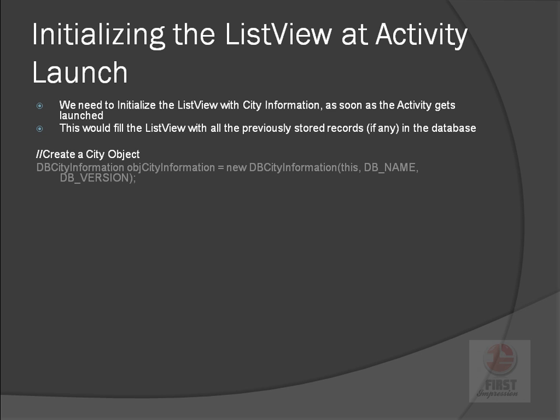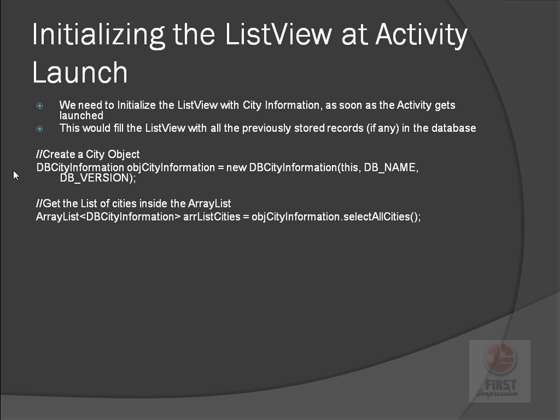Okay, for that we will create a new object of the DBCityInformation. With this object, we will be passing the context of the application, that is this, comma database name, comma database version. Then we will create an ArrayList by saying ArrayList DBCityInformation arrCities. To this ArrayList, we will get all the objects from this objCityInformation. So we will say objCityInformation.selectAllCities. The selectAllCities function gives you a list of all the objects of all the records in the database in the form of an ArrayList. That ArrayList is arrListCities.